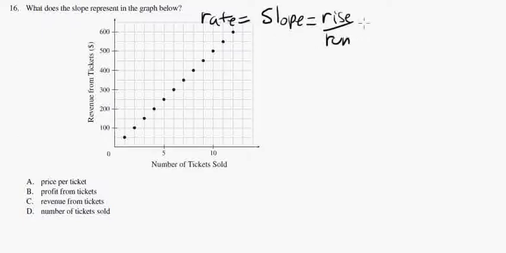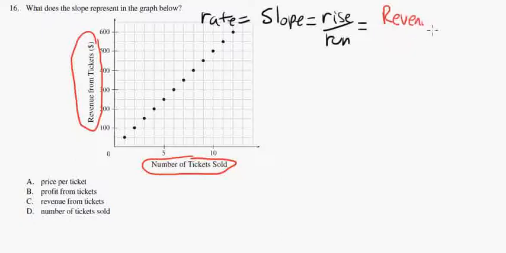So we can determine what the rate is by looking at what the rise is and what the run is. The rise is the amount of revenue from the tickets, and the run is the total number of tickets sold. So the slope is the revenue per number of tickets. Okay, so the rise is your total revenue, and the slope is your revenue divided by the number of tickets. Basically, it's going to be the price per ticket.